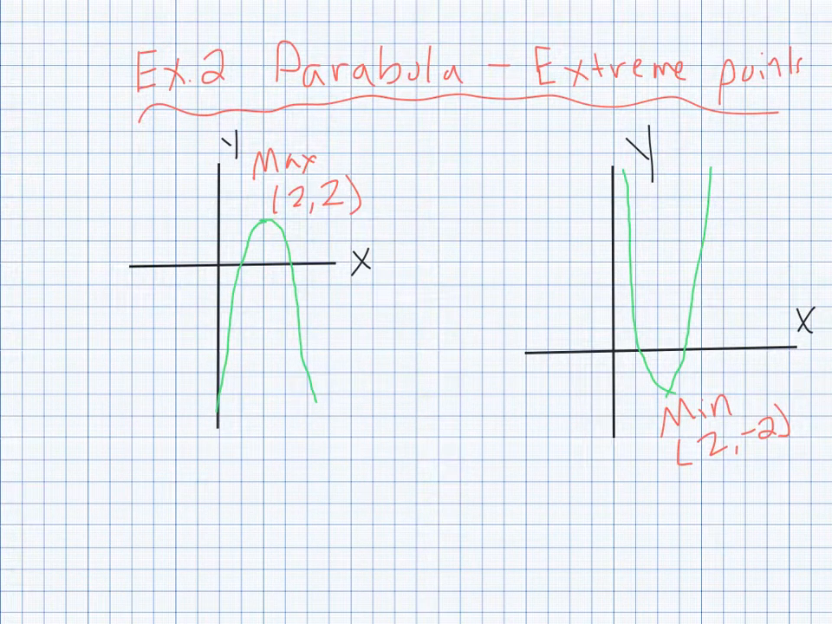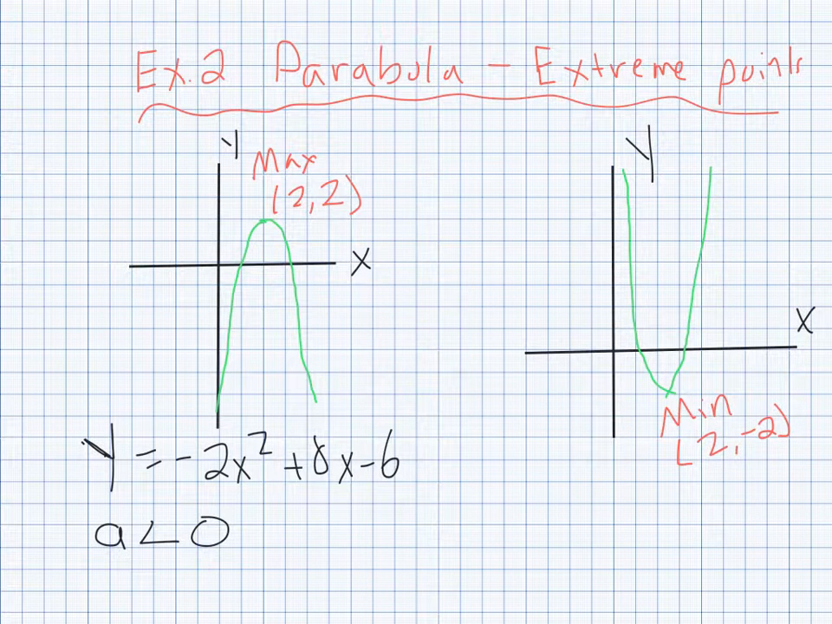Alright, example 2, we're dealing with two different parabolas here. We're looking at their minimum or maximum. If you look at the graph on the left-hand side, it opens downward. This one goes with the function y equals negative 2x squared plus 8x minus 6. It opens downward because a is less than 0, so it has a max. Our max is at 2, 2.